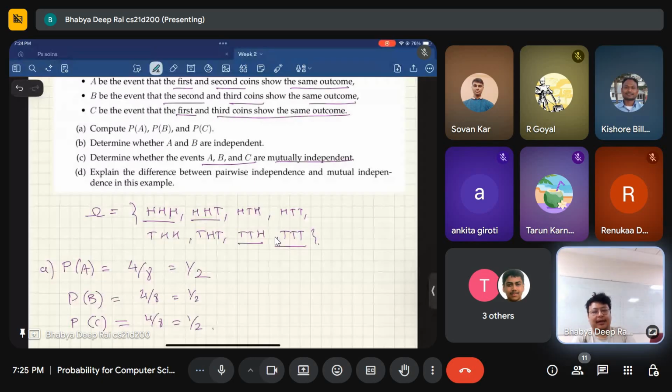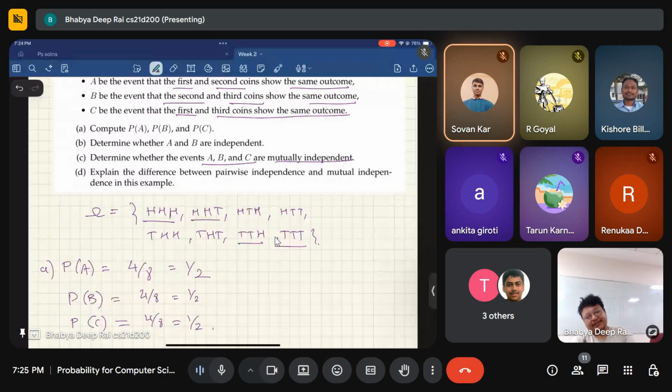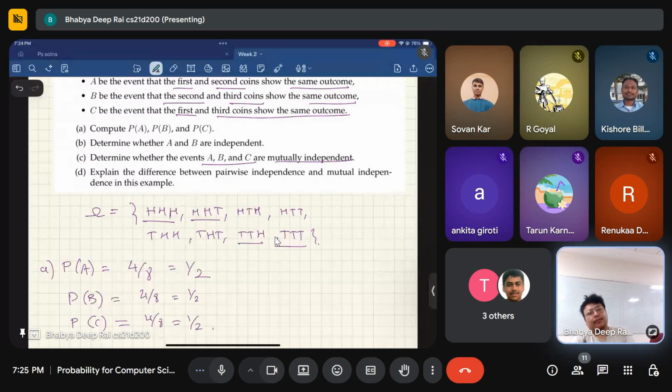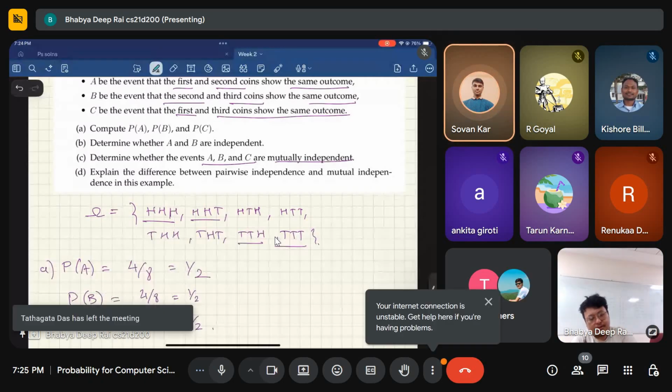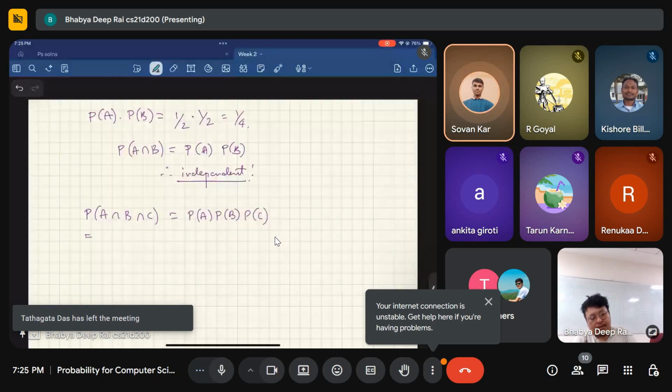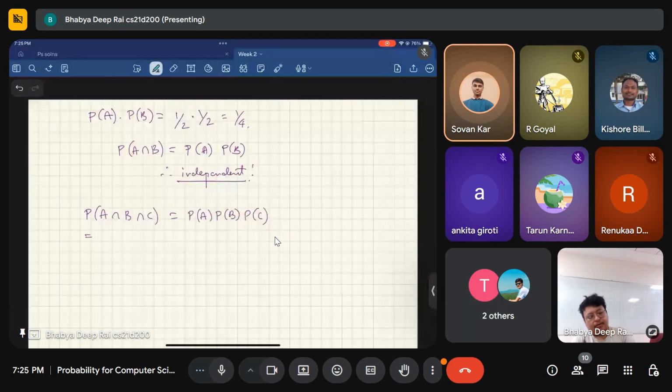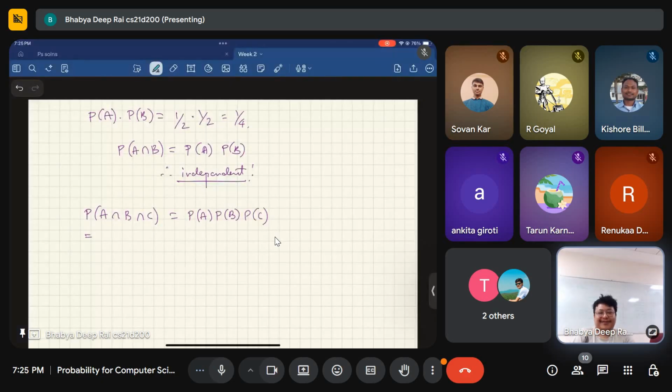No, sir, they are not mutually independent. So what are the probabilities coming to? The probability of A intersection B intersection C is 2 by 8, because all heads and all tails are the only cases where all of them occur. And probability of A, B, and C each is 1 by 2. So if we multiply 1 by 2 three times, it is 1 by 8. So one of them is 2 by 8, the other is 1 by 8.